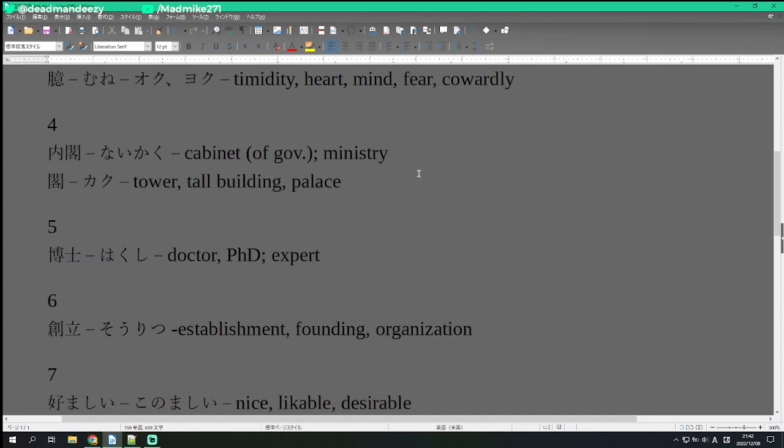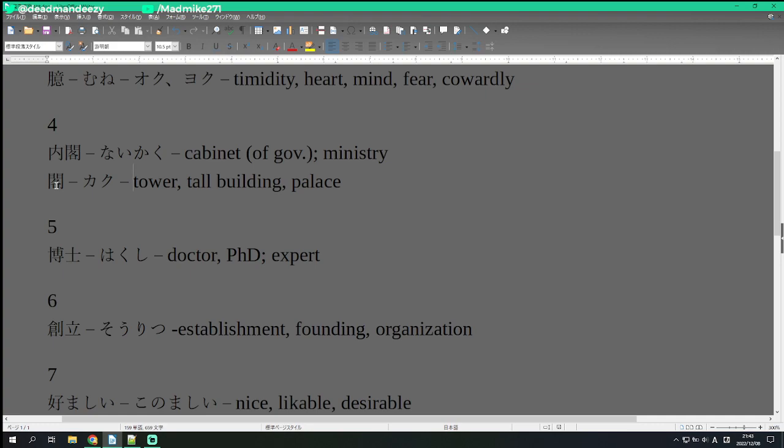Number 4 is naikaku. Nai on the left side for inside, and kaku on the right side is our new kanji for a tower, tall building, or palace. Radicals in this kanji are a gate over each and every, or kind of a lot of. So the way I'm thinking about this is a tower or a tall building or a palace is a gated place that holds lots of villagers, or all the people. Kaku is a tower, tall building, or palace.